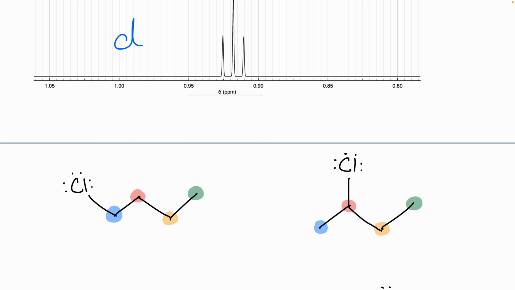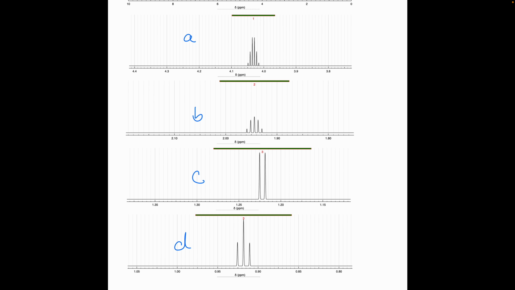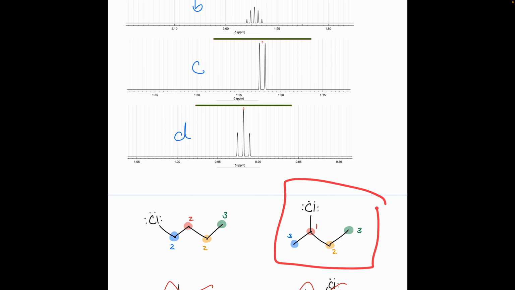The first one being the integration. If I looked at my integration on this molecule over here, there are 2 hydrogens in this group, 2 hydrogens in this group, 2 hydrogens in this group, and 3 in this group. If I look at my other molecule, there's 3 in this group, 1, 2, and 3. All right, so looking at my peaks here, I have an integration of 1, 2, 3, and 3. So that's going to correspond to that there.